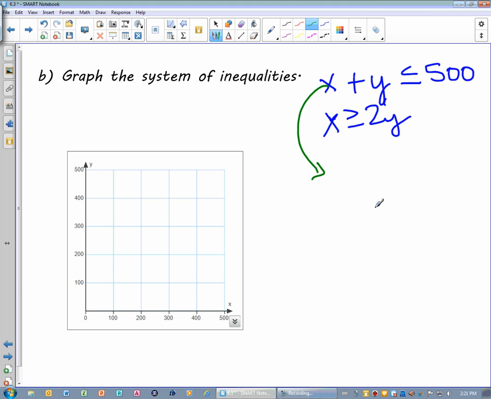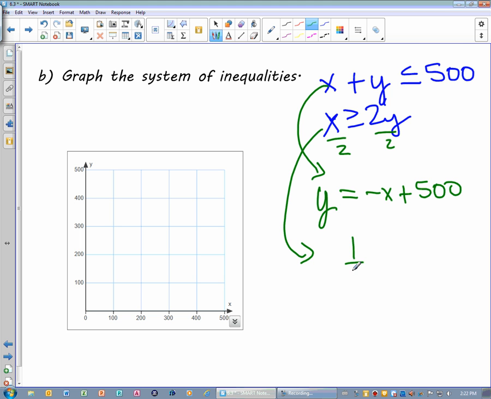So if I leave y where it is, and remember if I'm going to do a boundary line, I'm going to just change that to equals. So I'm going to put the x to the other side, and then plus 500. The second one, I'm going to divide both sides by 2. So I have 1/2 x equals y. All right, so let's graph y equals negative x plus 500.